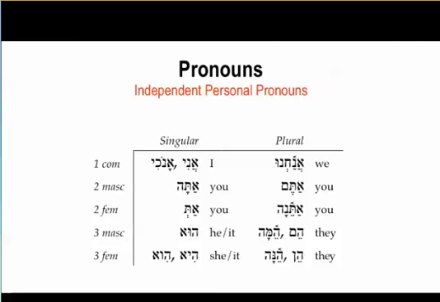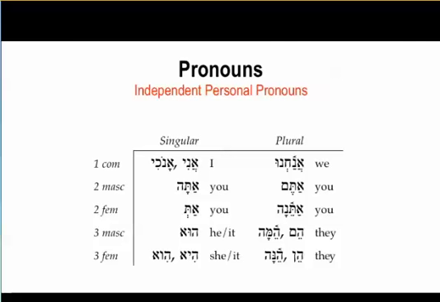Secondly, you'll notice that these pronouns are divided into a number of different categories. There are singular pronouns referring to one individual or thing, and plural independent personal pronouns referring to more than one person or thing. They're also divided up into different genders. There's the masculine gender, the feminine gender, and we also want to talk about the common gender. Now, the common gender means I can refer to either a masculine or feminine item using this particular pronoun.